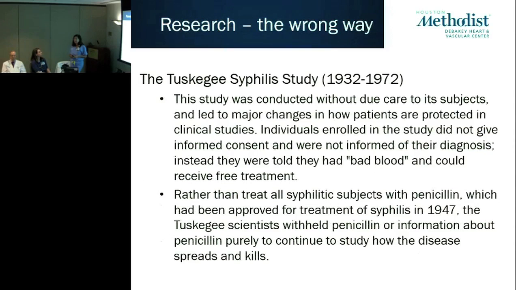One of the other big studies here in the United States was the Tuskegee syphilis study. That study was conducted without due care to its subjects and led to major changes in how we do trials here in the United States. Individuals enrolled in the study did not give their consent. They were not informed of their diagnosis. They were told they had bad blood and they could receive free treatment. And even when penicillin was an approved treatment for syphilis, the scientists did not give this information to the patients because they wanted to see just the natural progression of the disease, which sounds very unethical.